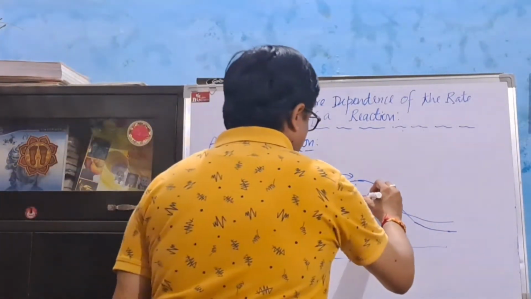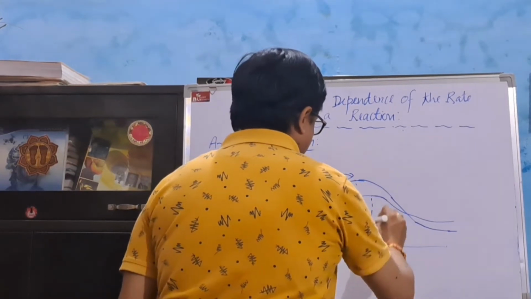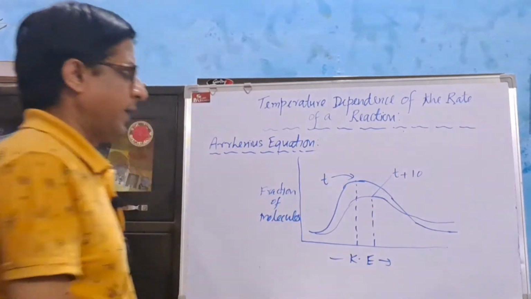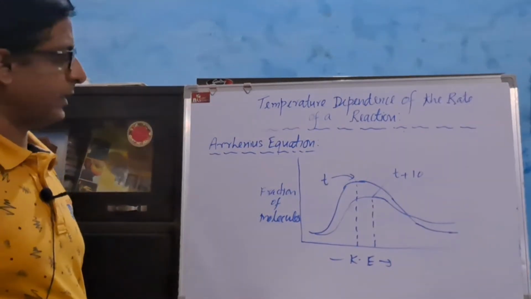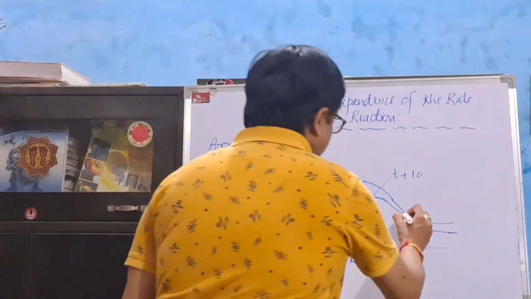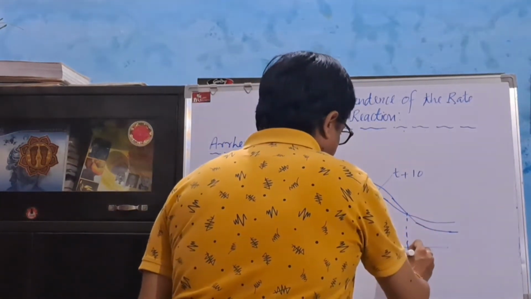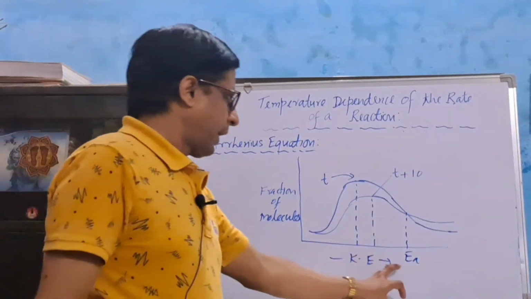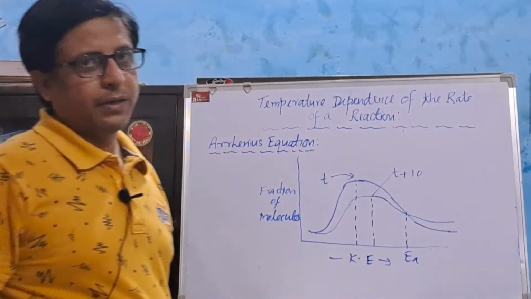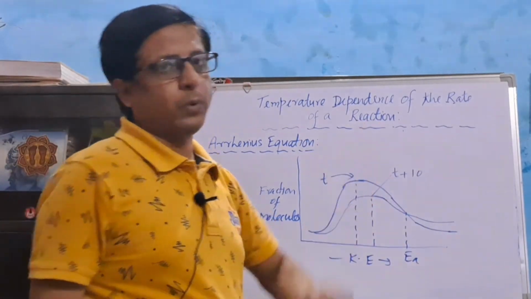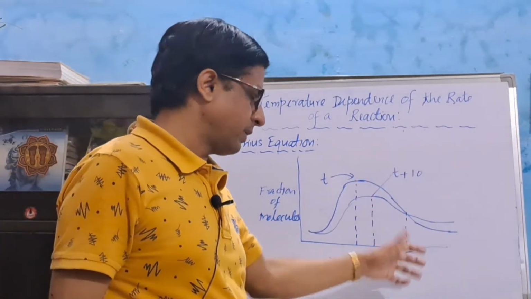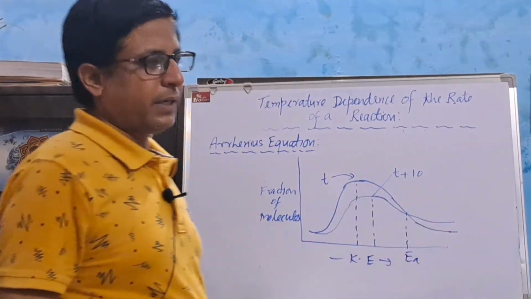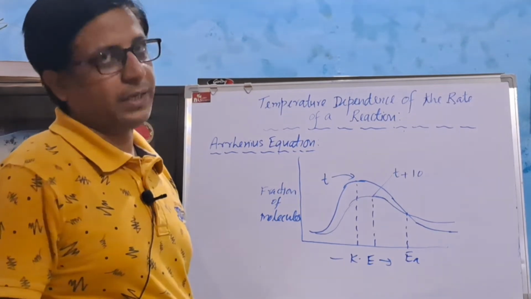This is the most probable kinetic energy at T plus 10. This is the activation energy. The molecules having energy more than Ea are able to form the products. If a molecule has energy equal to or more than activation energy, then the formation of product takes place.